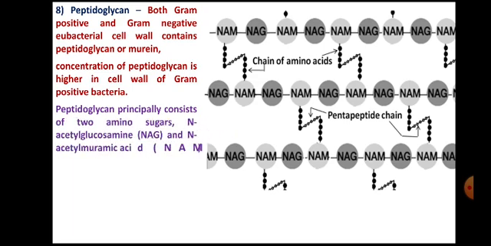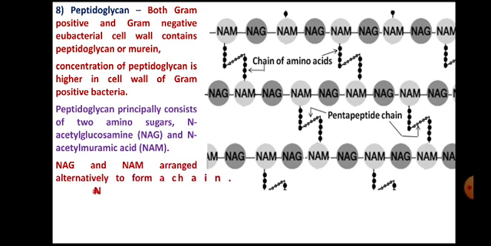Peptidoglycan principally consists of two amino sugars. As I mentioned, they are abbreviated as NAG and NAM. They are arranged alternately to form a chain. Further, this N-acetylmuramic acid has a short chain of amino acids. That means a short chain of amino acids is attached to NAM.